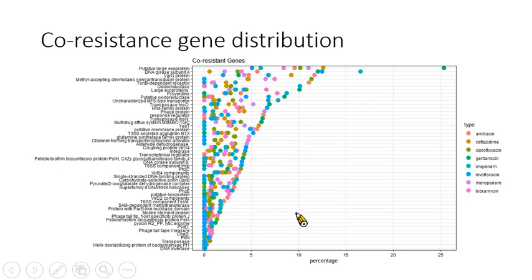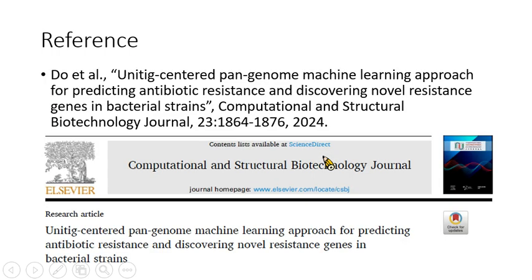Here is another plot that shows the co-resistance gene distribution. You can see that this is a large exoprotein that was also shown in the previous plot, and there are probably 30 or 40 of them that exist in more than 2 drug resistance datasets. So we believe that these genes may warrant further investigation to see whether they really play a role in antibiotic resistance. Here is the reference.